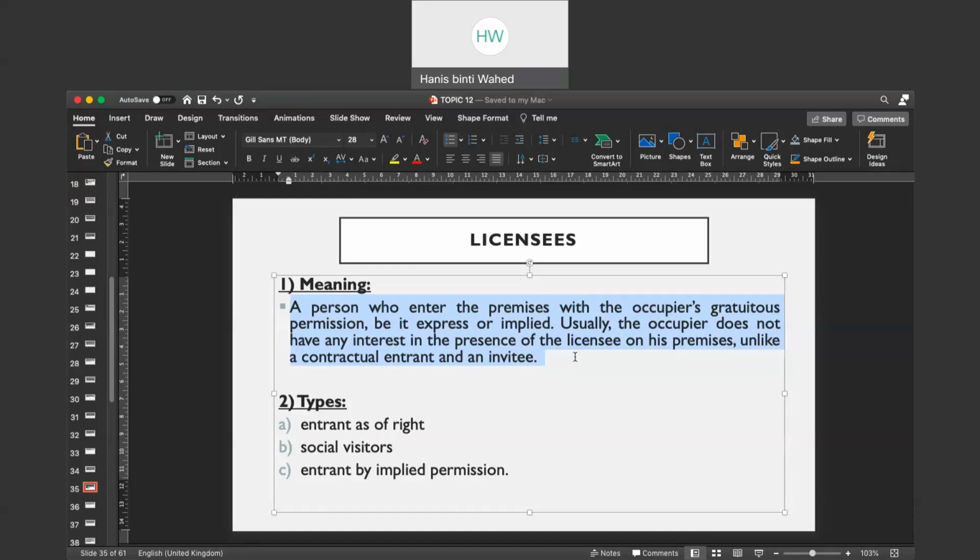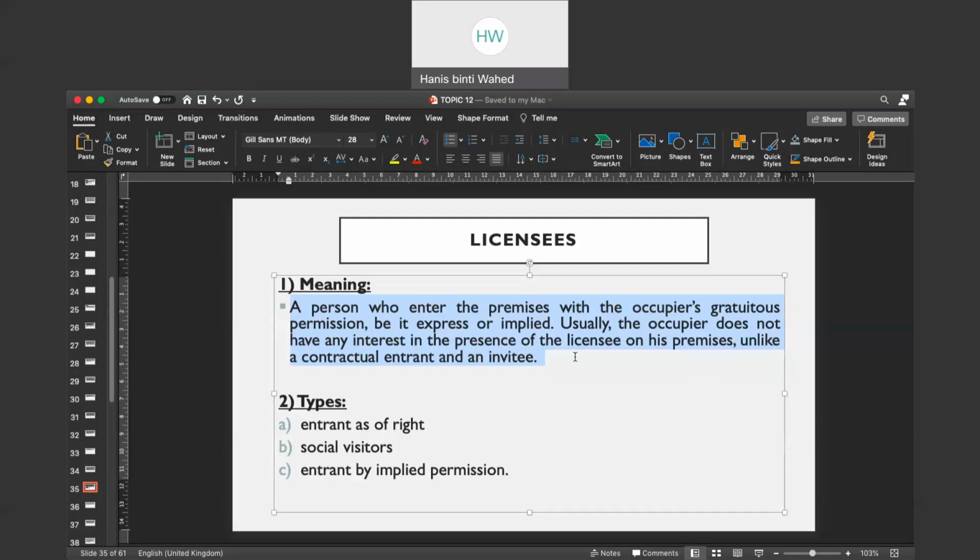And then you need to know that in cases involving a licensee, the occupier has no duty to ensure that the premises are safe, but the duty is to warn the licensees of any concealed danger that he actually knew or ought to have known. This means licensees need to be protected from any concealed danger that the occupier knew or ought to have known.